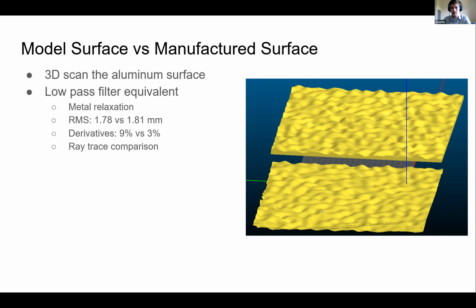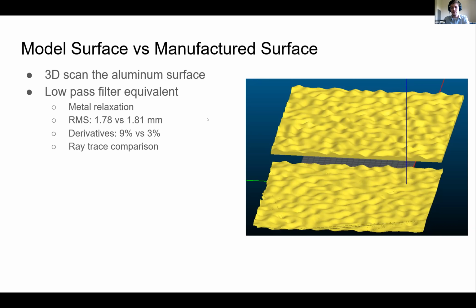I went to ThinkBox and used the 3D scanning arm that they have to scan our manufactured surface and generate a 3D file of it. The top surface here is our model, and the one below it is our manufactured one. Even by eye, you can see that the model is a little bumpier than the manufactured surface.